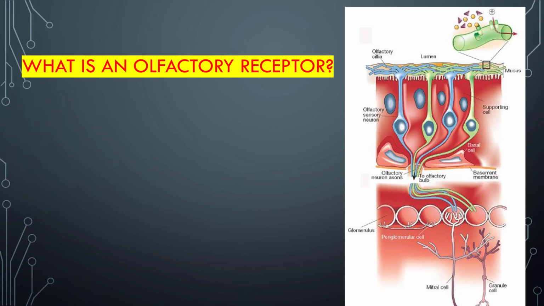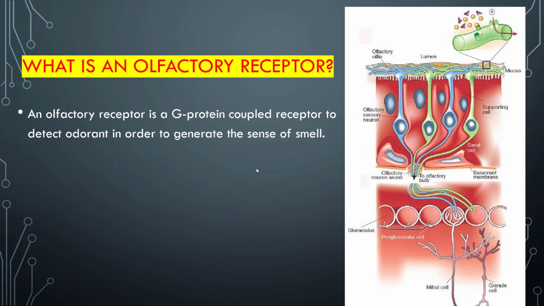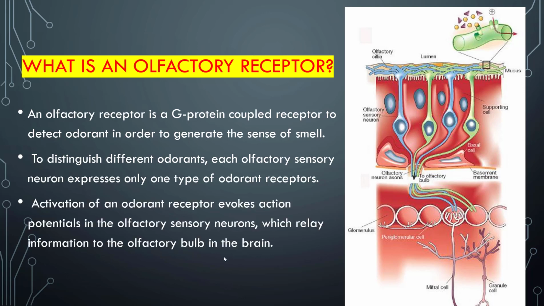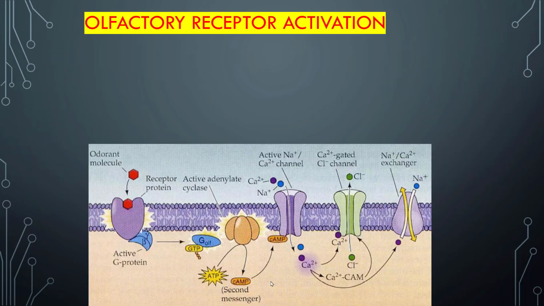What is an olfactory receptor? An olfactory receptor is a G protein coupled receptor to detect odorants in order to generate the sense of smell. To distinguish different odorants, each olfactory sensory neuron expresses only one type of odorant receptor. Activation of an odorant receptor evokes action potentials in the olfactory sensory neuron, which relay information to the olfactory bulb in the brain and then to the higher centers.